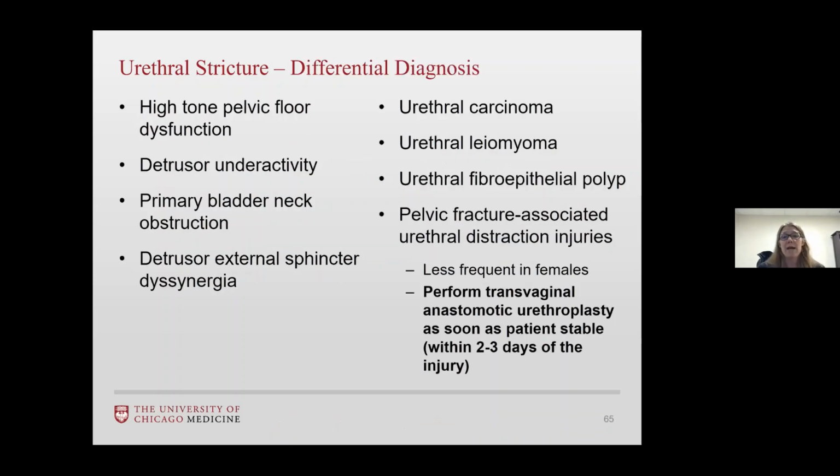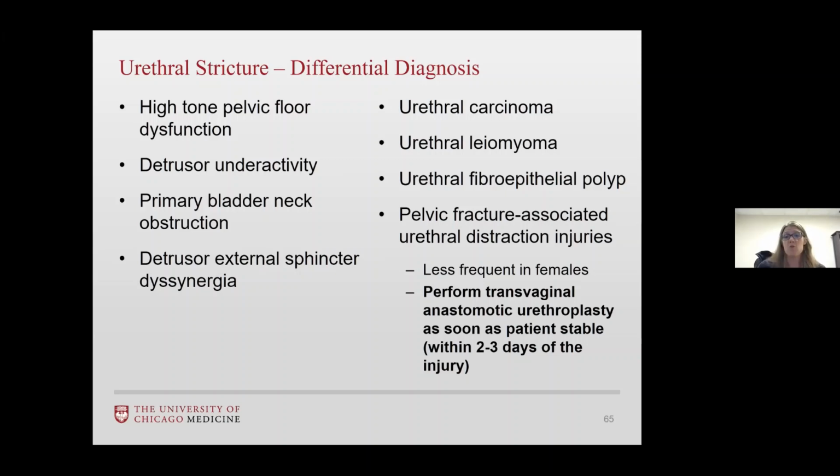So as I mentioned, it has a wide differential diagnosis: high tone pelvic floor dysfunction, detrusor underactivity, primary bladder neck obstruction, detrusor external sphincter dyssynergia, urethral carcinoma, urethral myoma, fibroepithelial polyps. One thing I did want to point out, because this is different from men, and I think it's an important point, especially for people who are at level 1 trauma centers. So for pelvic fracture associated urethral distraction injuries, these are much less frequent in women, but for men, when this happens, you either put in your SP tube, or if you can get a catheter in, and you wait and you let everything scar down. You don't go in right then.